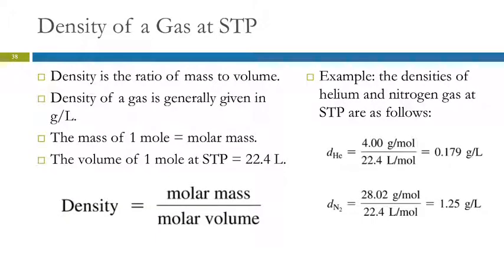Okay, so we can calculate the density of gases at STP, so the density of helium. The molar mass, the mass of 1 mole, would be 4 grams, and the volume of 1 mole is 22.4 liters, and so we can find that the density would be 0.179 grams per liter. For nitrogen, 1 mole of nitrogen weighs 28.02 grams. 1 mole of nitrogen occupies a volume of 22.4 liters at STP, and so the density of nitrogen would be 1.25 grams per liter. Those densities, though, will change with temperature and pressure because gases expand and contract. So those are the densities at STP.